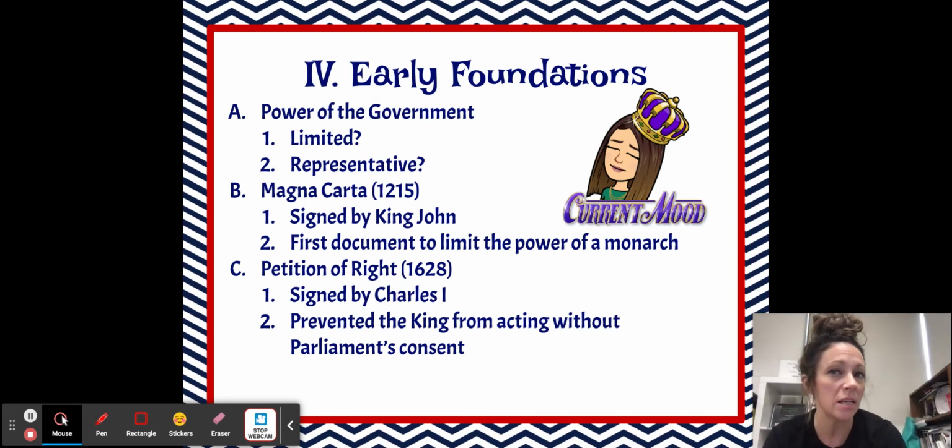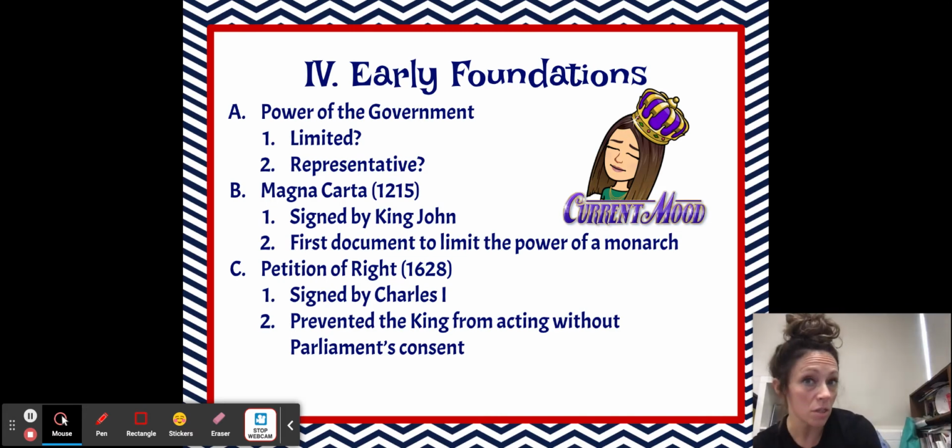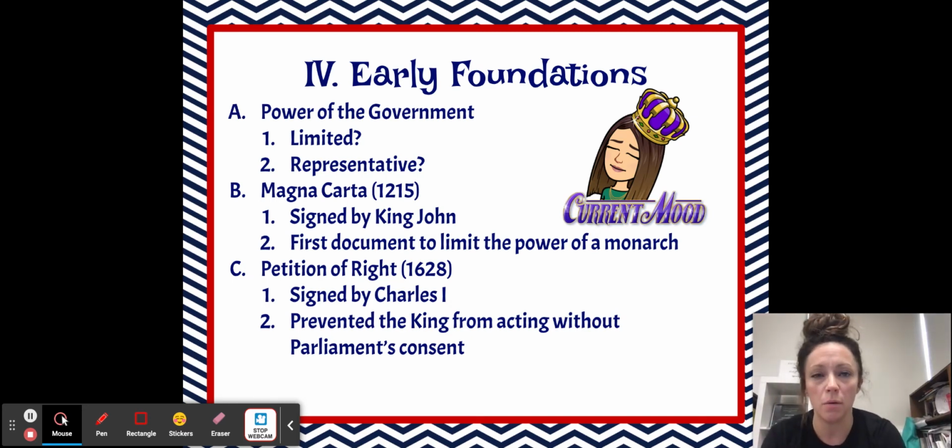But where did we get the ideas for things like a limited government and a representative government? Those come from examples from previous documents and also from previous government systems, okay? So we wanted to make sure that the government was limited, but how was the government going to be limited? Would it be limited by a constitution later on? Would the members of the government be limited in how long they serve or how they are chosen to serve? Those were some things we were grappling with, okay?